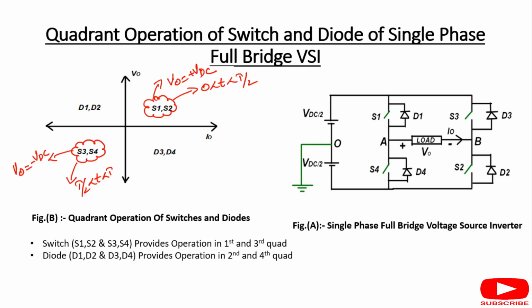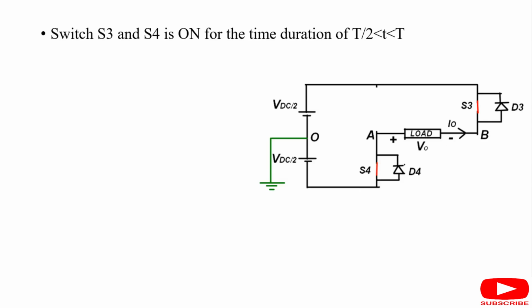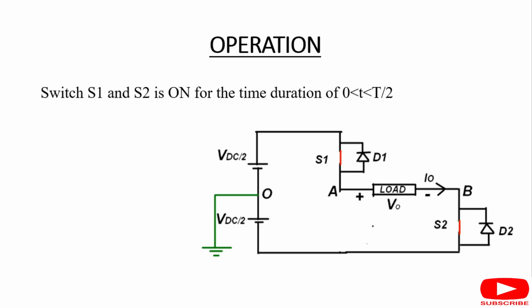That two output voltages during the different time periods we have already explained. Okay, now let us talk about the load current during the switching operation of S1 S2. Let's have a look at the diagram of switching operation of S1 S2 for the time duration of 0 to T by 2.